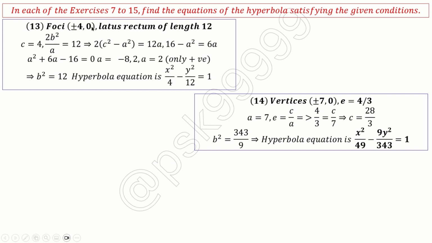Here, the focus point is given and the latus rectum length is given. Latus rectum, we know, is 2b square by a, which is 12. So you have c, and you have 2b square by a. You can easily derive this from the equation. You substitute b square as c square minus a square, and you have the c value. So it will translate into a single variable equation. From this you get a as minus 8 or 2. We have to take only the positive value, so this is the only valid one. Now b square equal to 12, so the hyperbola is this equation.